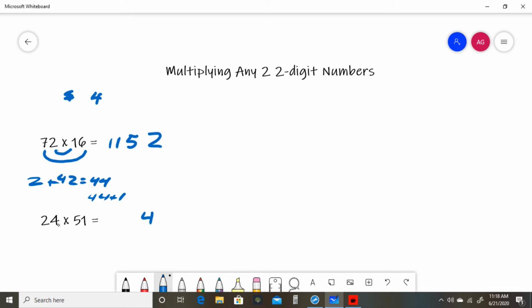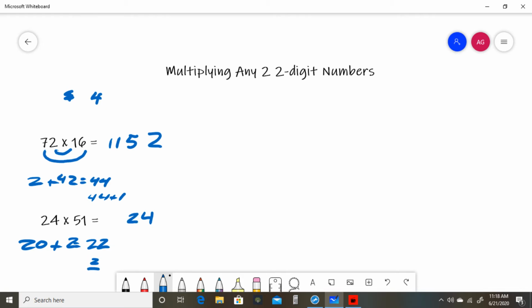Next, multiply the inner digits, the outer digits, and then add them. 4 times 5 is 20, and 2 times 1 is 2, and 20 plus 2 is 22. We don't have anything to carry, so we write a 2 and carry our 2.